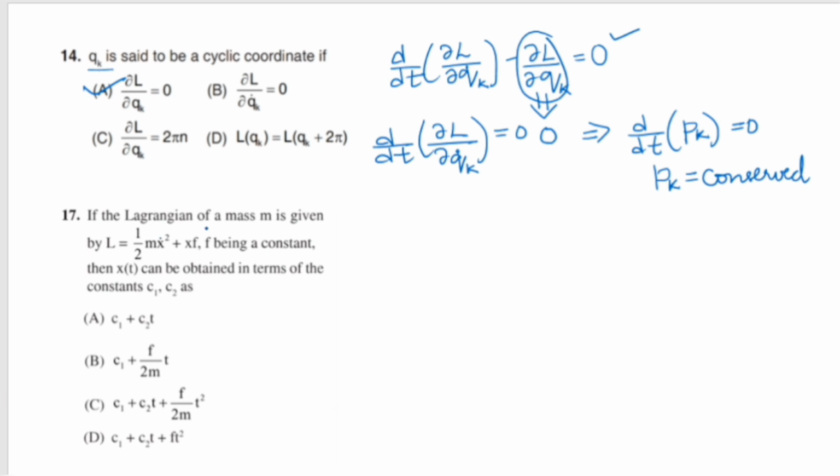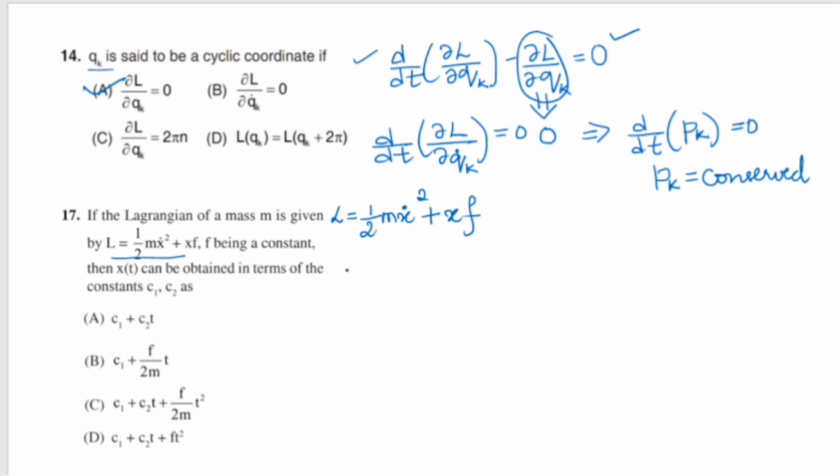If the Lagrangian of a mass is given by this, F being a constant, then x of t can be obtained in terms of constant C1 and C2. Okay, this is a bit difficult question. Let us solve this. What they have given? They have given the Lagrangian. First note down that Lagrangian. Lagrangian is nothing but half of m into x dot square plus xF. So apply this Lagrangian on Euler-Lagrange equation. This is the Euler-Lagrange equation, right?